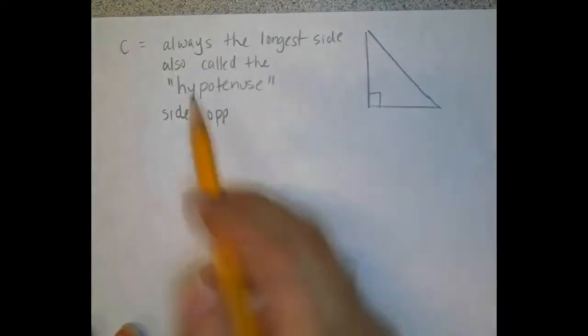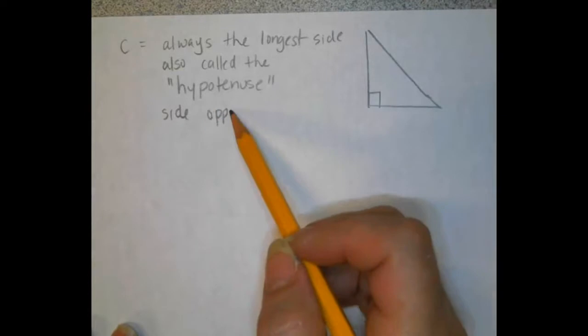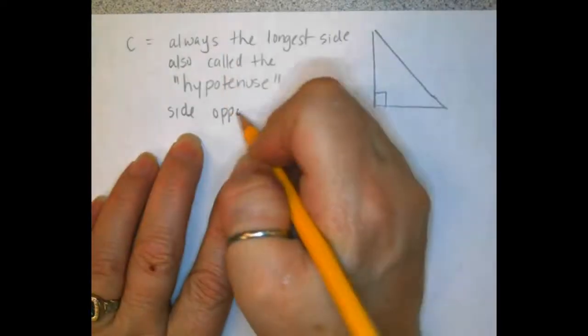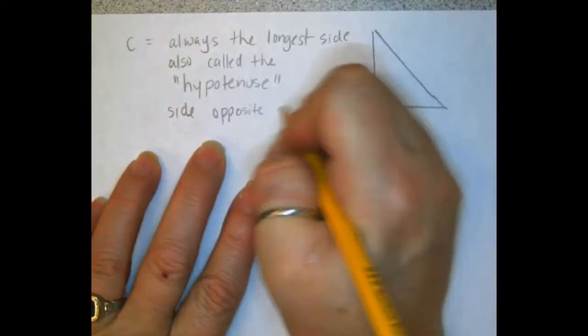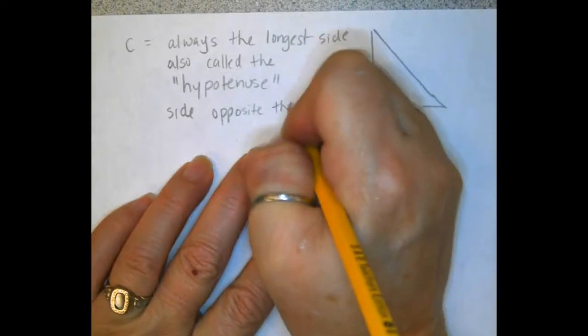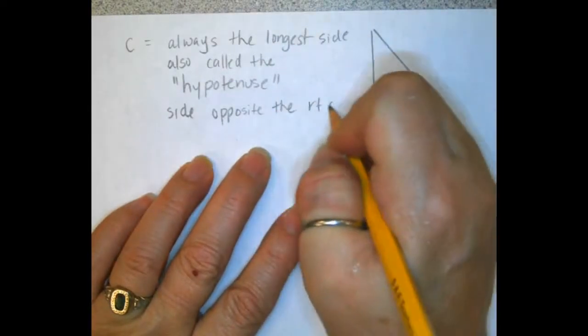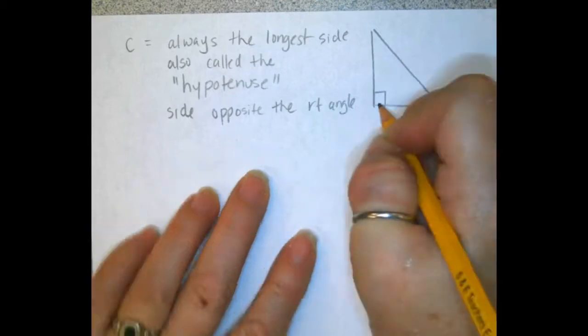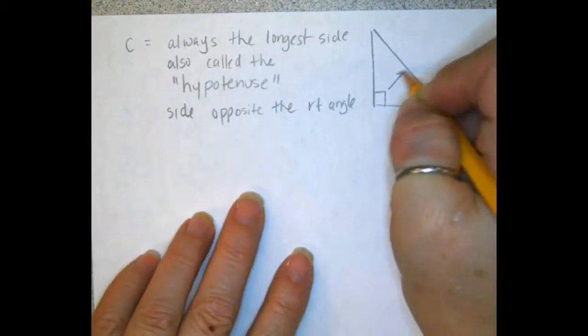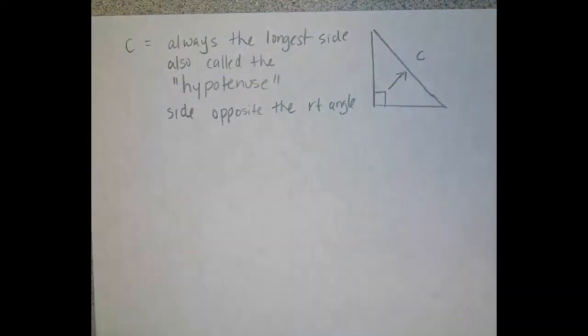All right, so C is always the longest side. It's also called the hypotenuse, and also the side opposite the right angle. So here's my right angle. It's always going to be this side here. That's side C. Okay?